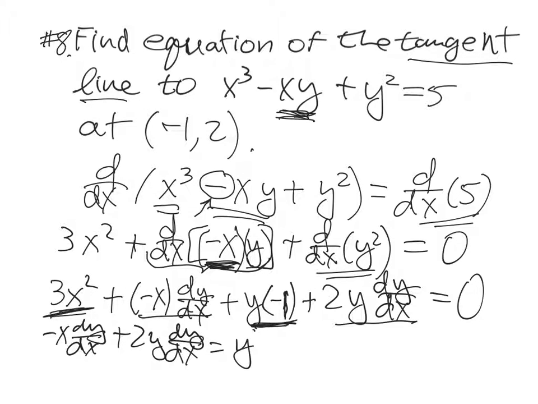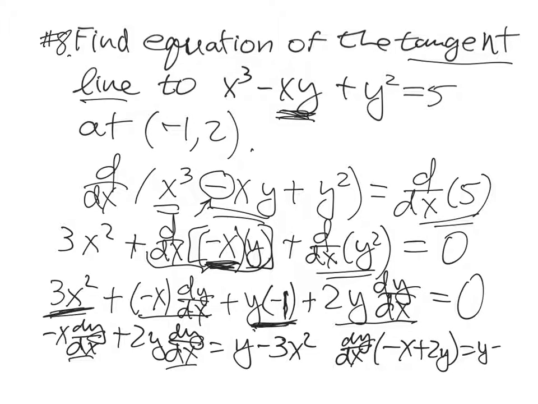We'd have a positive y minus 3x squared, and then factoring out the dy by dx, to find dy by dx we would divide by that binomial. Top of the next page we'll do that, and we also need to remember we're looking at this point, -1, 2.